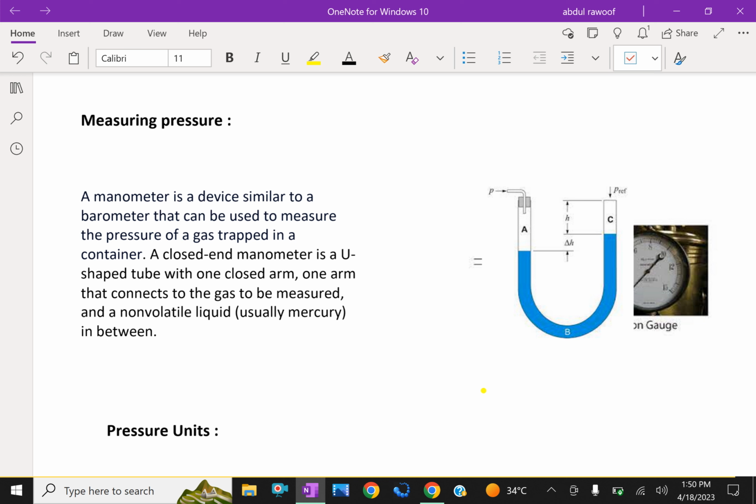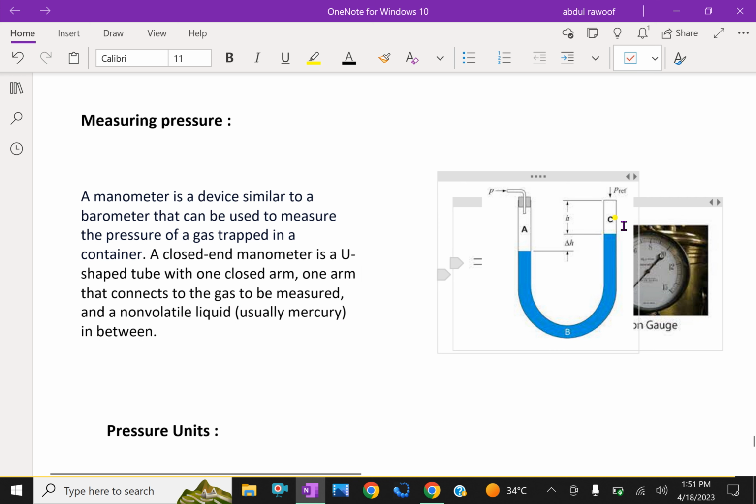Measuring pressure. A manometer is a device, similar to a barometer, that can be used to measure the pressure of a gas trapped in a container. A closed end manometer is a U-shaped tube with one closed arm and one arm that connects to the gas to be measured, and a non-volatile liquid, usually mercury, is in between.